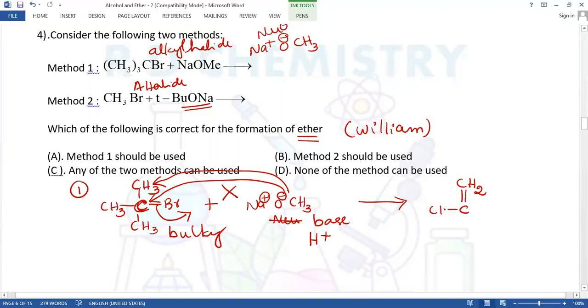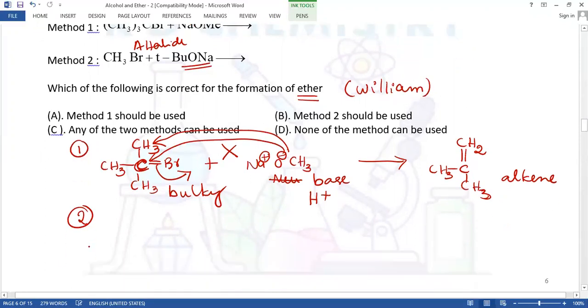CH2C, CH3, single bond CH3. We get alkene as the product. Remember, alkene. So this is a dehydrohalogenating agent. Okay, right. So we'll go for the second one, second method.